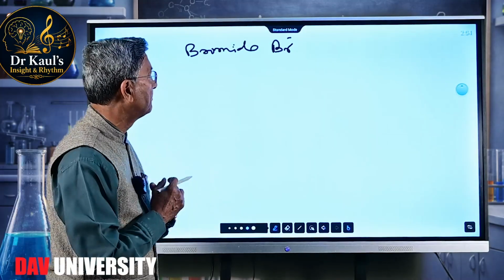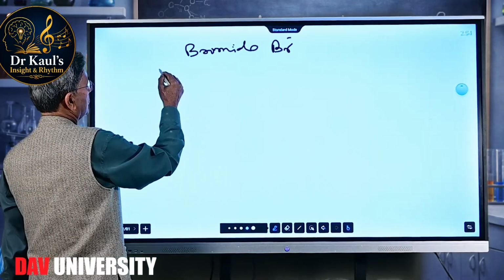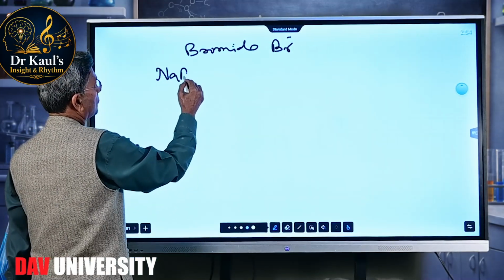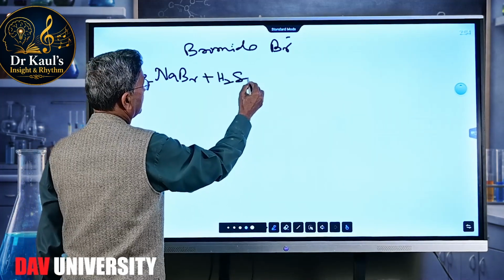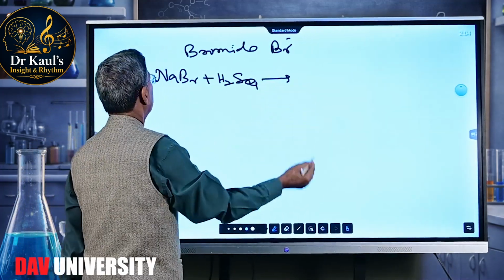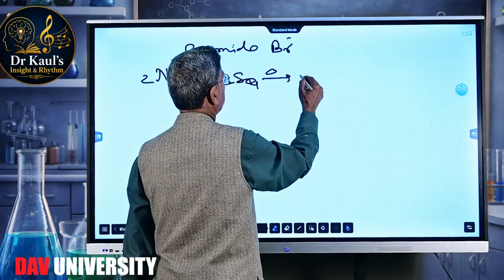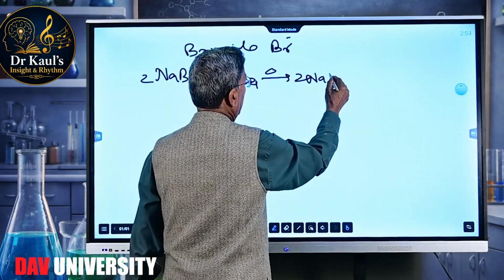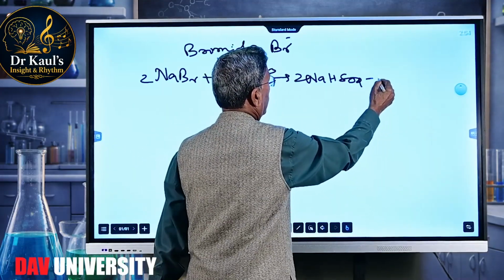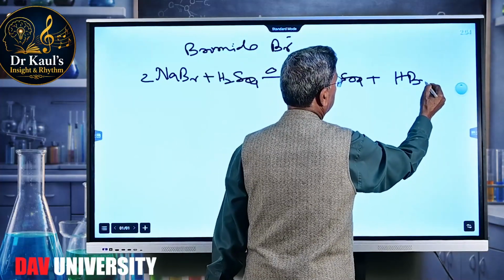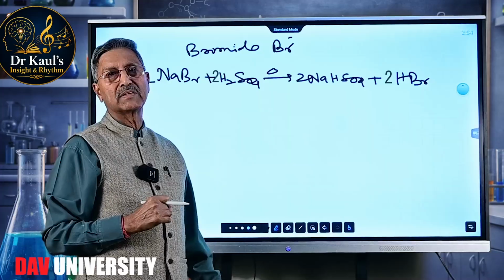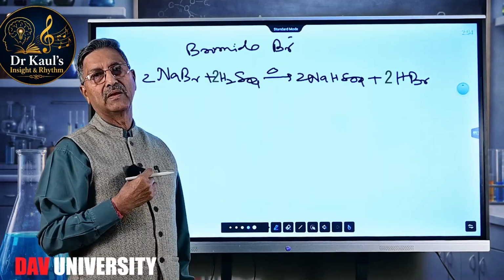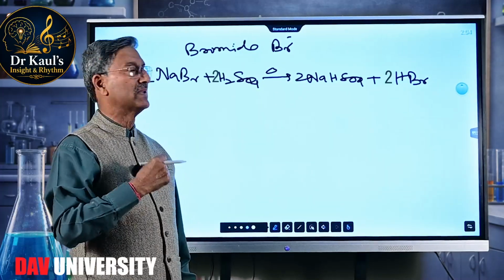Now, how does it happen? Suppose we have bromide as sodium bromide. It comes in contact with concentrated H₂SO₄ on strong heating. It decomposes to give sodium bisulfate plus HBr. Now, HBr itself is not colored. It will be colorless. So what happens?